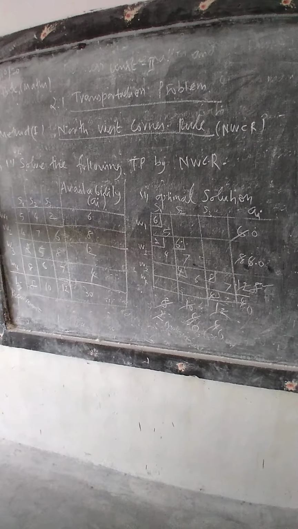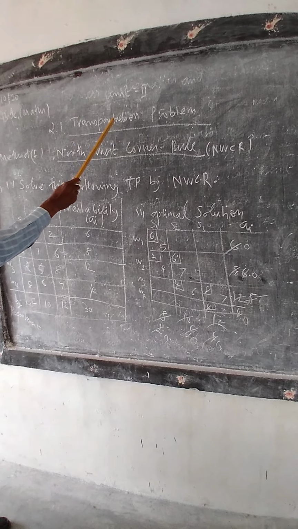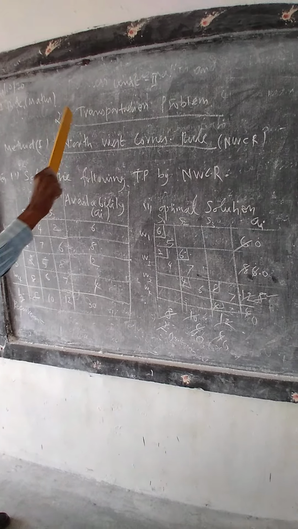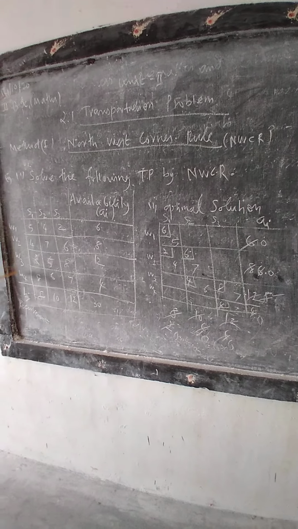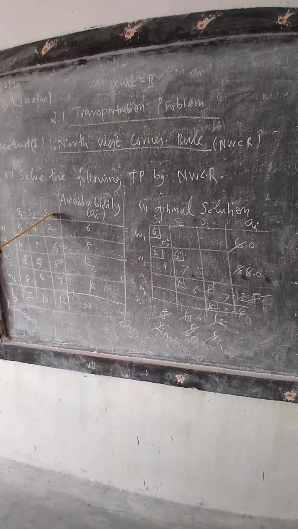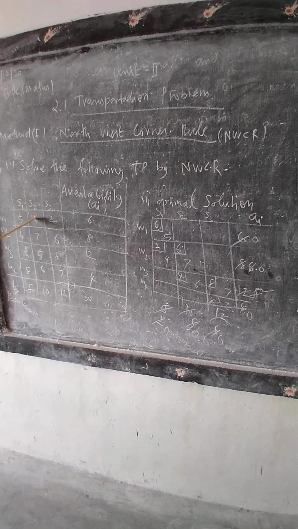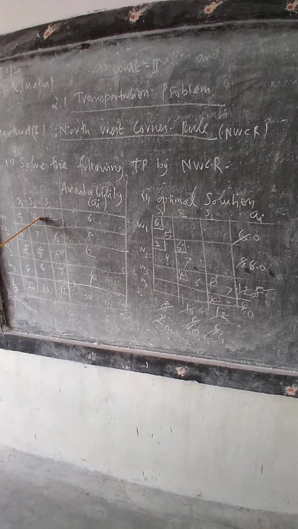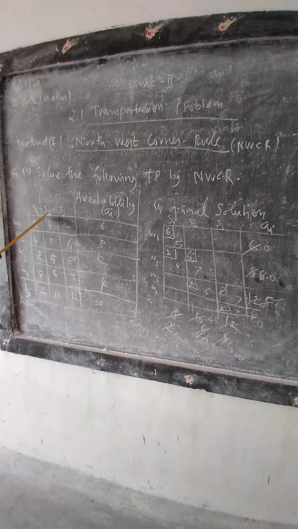Today we are going to discuss the transportation problem. What is the relation between the transportation problem and the LPP? See, here are various warehouses, here 4 warehouses and 3 stores. From which warehouse to which store should we transport so that the cost will be reduced? This is the objective of the transportation problem.